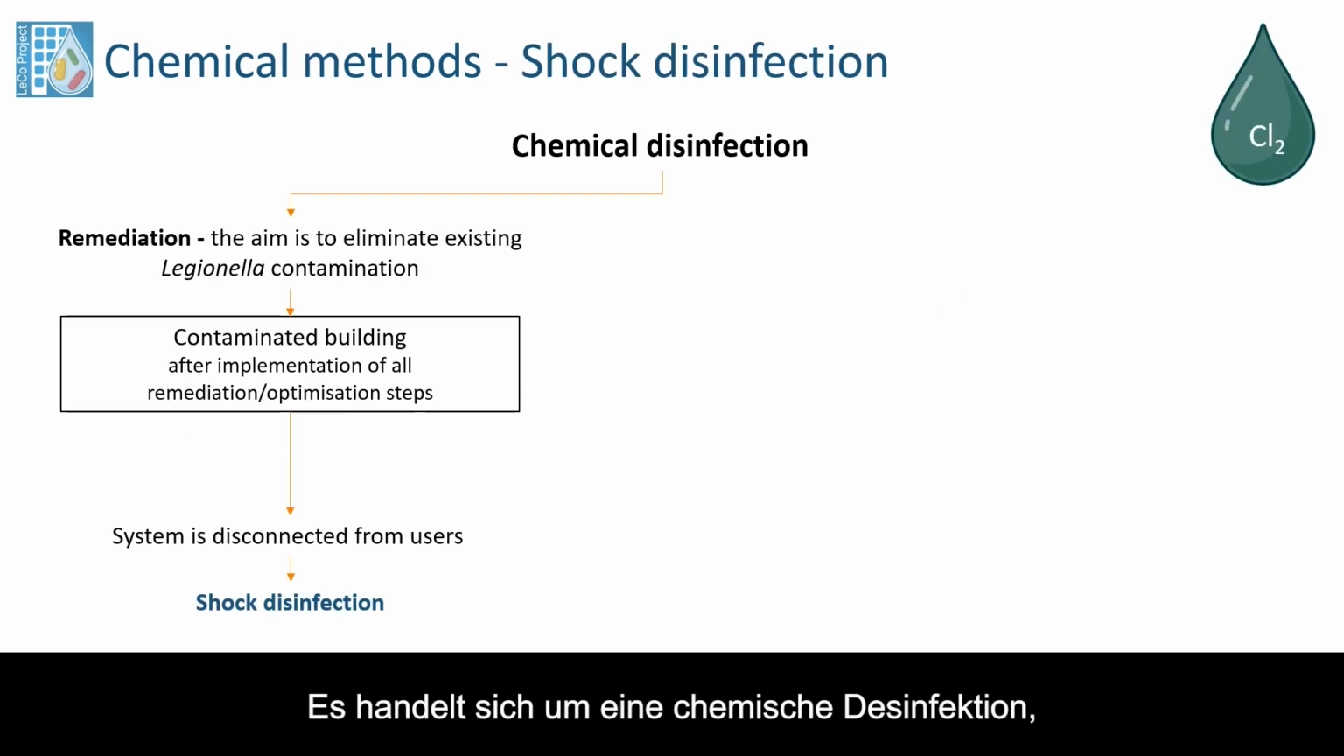Shock disinfection is a chemical disinfection that is mainly used for remediation. So the aim is to eliminate existing Legionella contamination. There is a contaminated building, and system optimizations or remediation have been tried or performed, but the Legionella is still in the biofilm and in the system. So a high concentration of chemicals is applied to eliminate those.